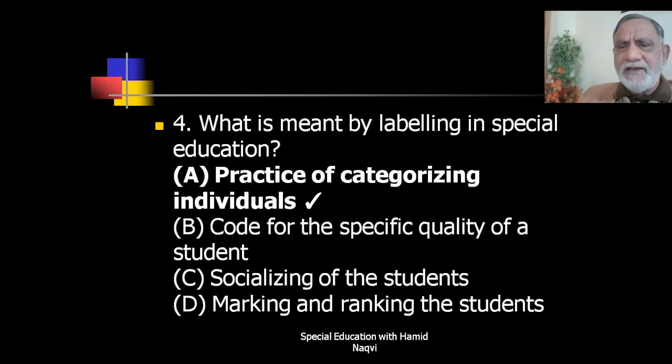What is meant by labeling in special education? The options were practice of categorizing individuals, code of the specific quality of a student, socialization of the students, marking and ranking the students. The correct answer is practice of categorizing individuals.